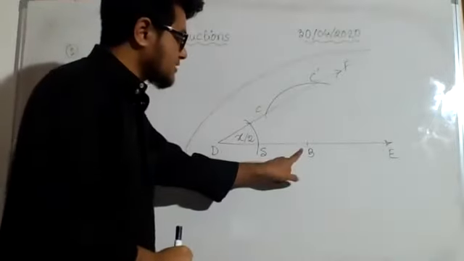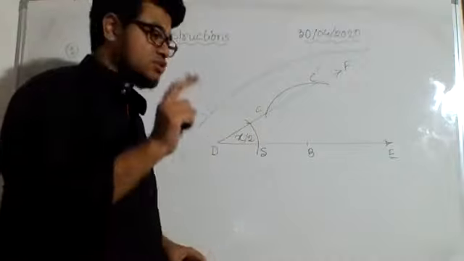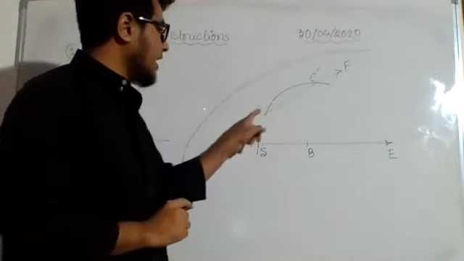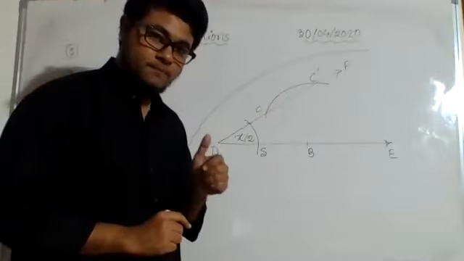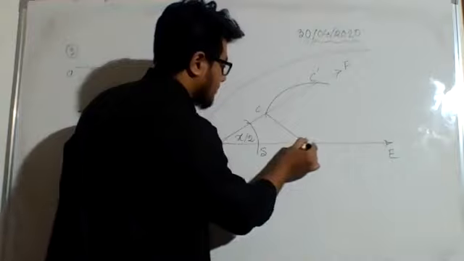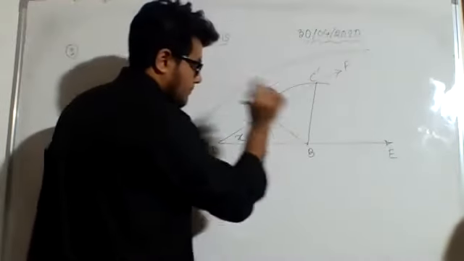So taking B as center and A as radius, draw an arc which intersects DF at C and C prime points. Okay, then what we have to do, we have to join C, B and C prime, B.